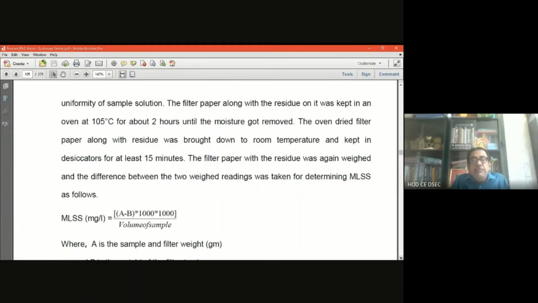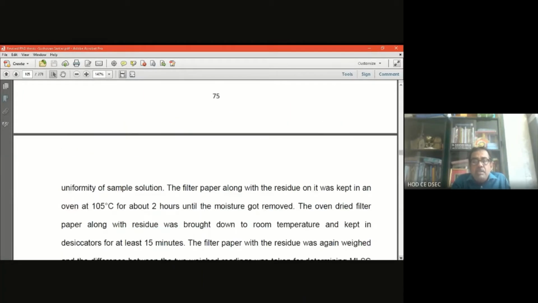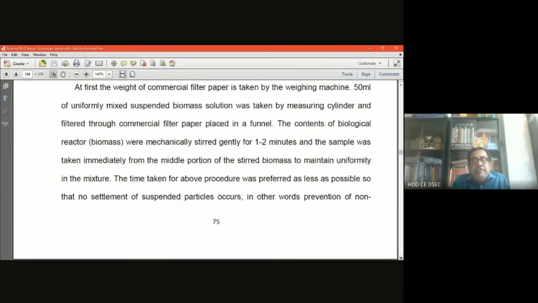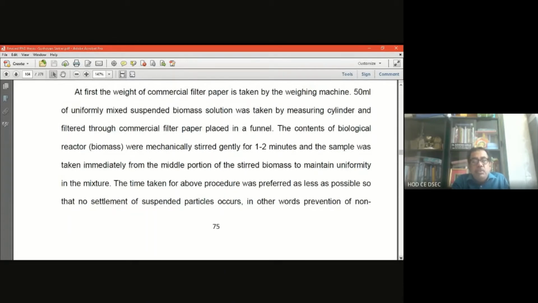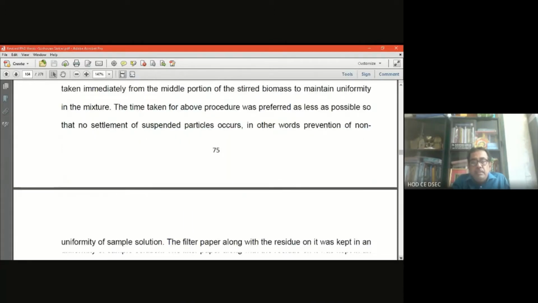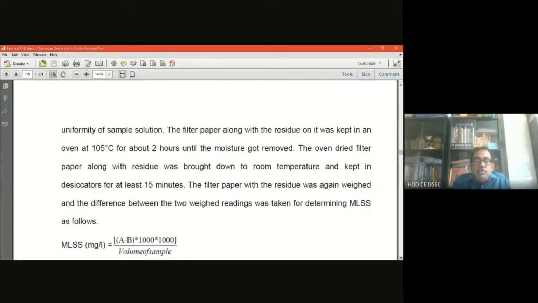Now, the filter paper along with the residue: you pass through that filter paper the 50 milliliter solution which you have taken from the reactor. Now 50 milliliters of uniformly mixed suspended solution you take in the cylinder and filter through commercial filter paper placed in the funnel. Which filter paper? Whose blank weight you have already taken.